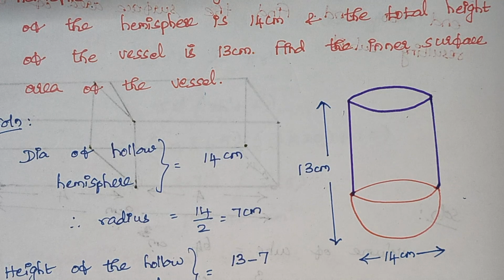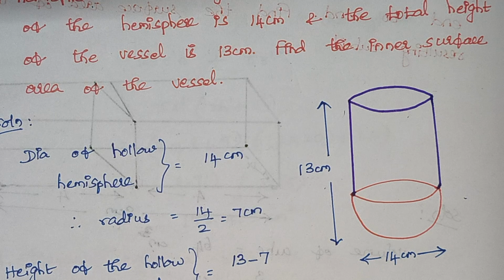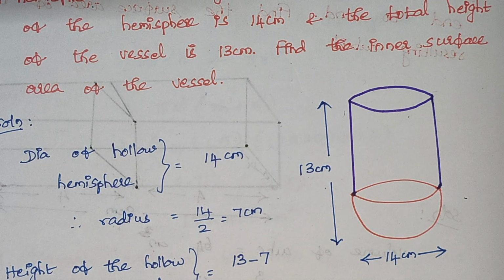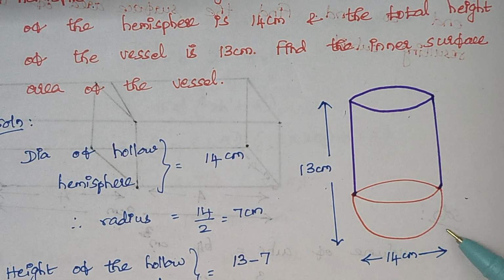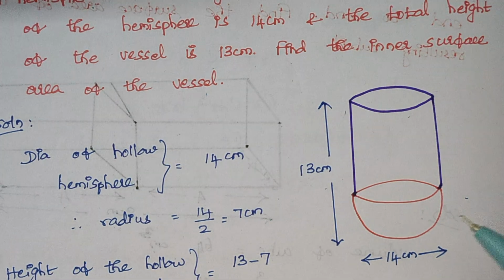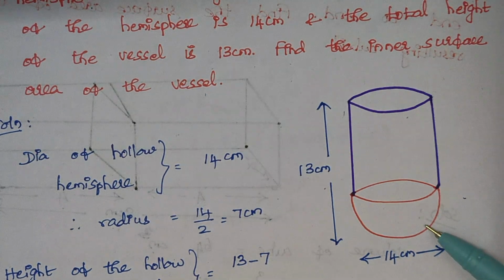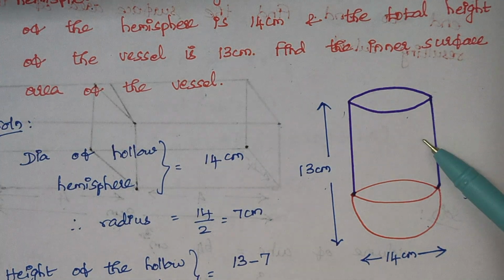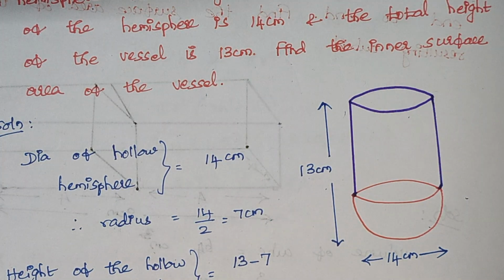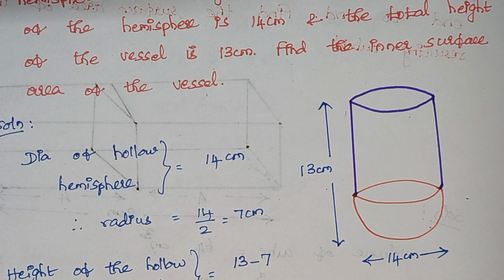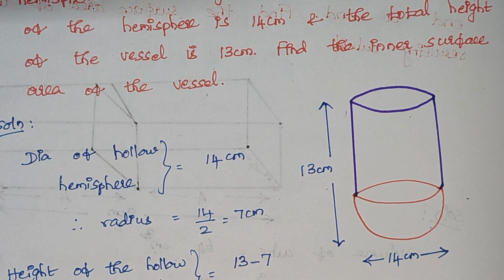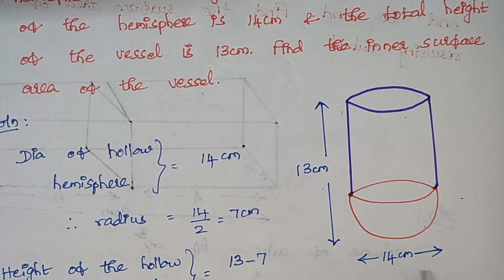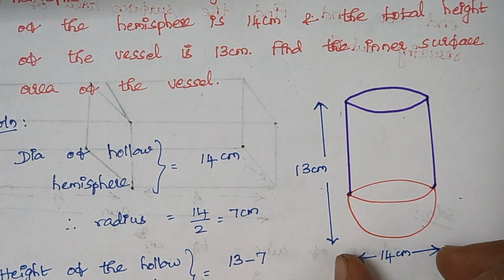As per the problem, first you just find out the formulas. What is the formula to find the surface area of the hemisphere? It is 2 pi r square. And what is the formula to find the surface area of the cylinder? It is 2 pi r h. In these formulas, we have to find out the value of r and the value of h. From this diagram, this is the diameter of the hemisphere.